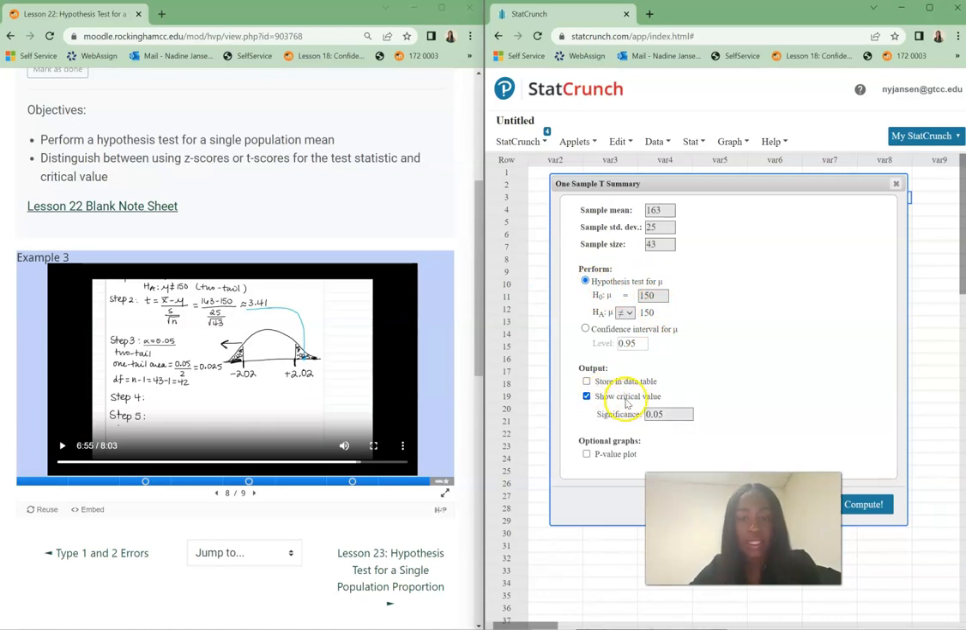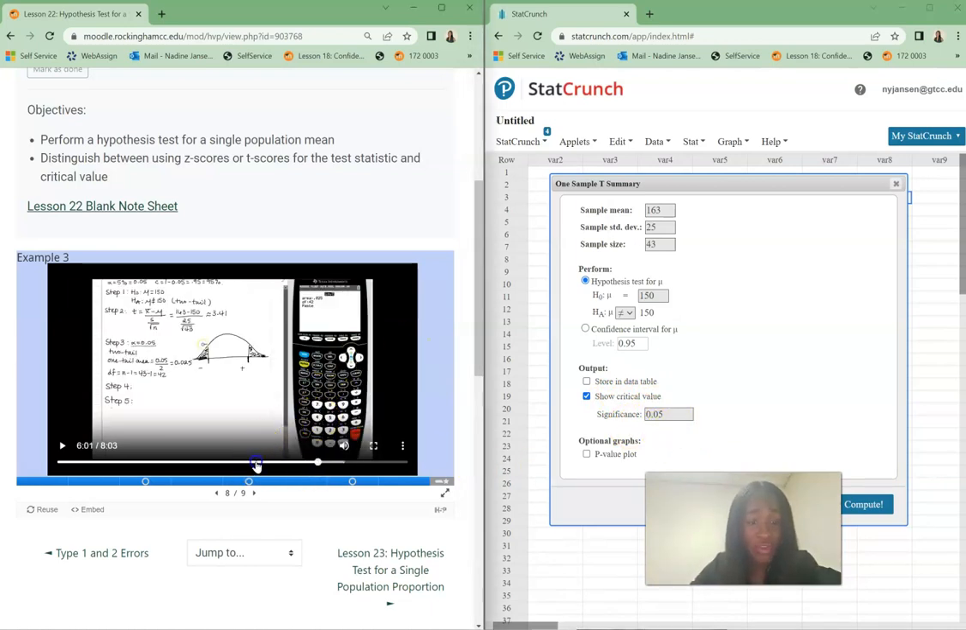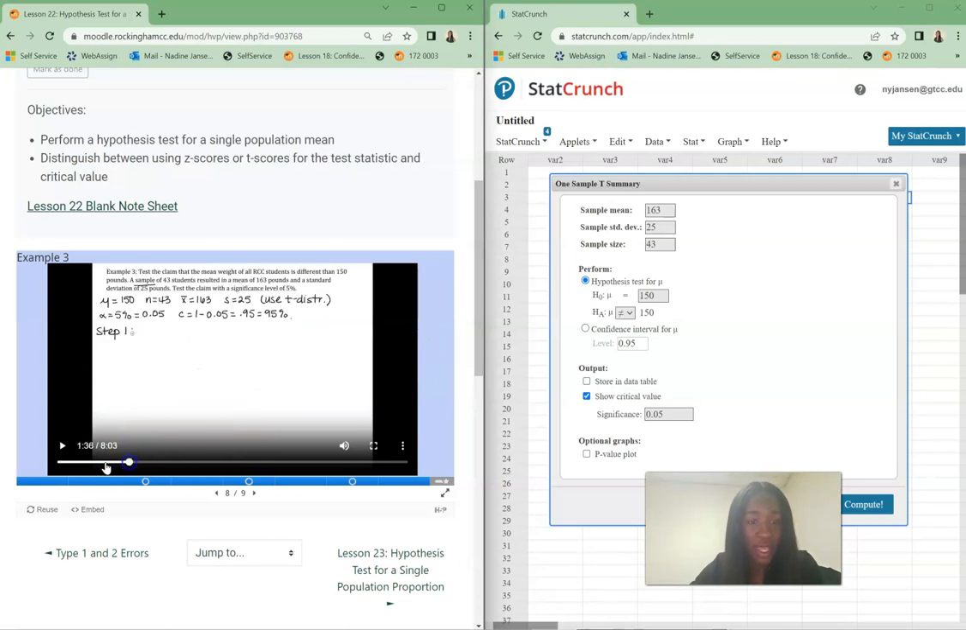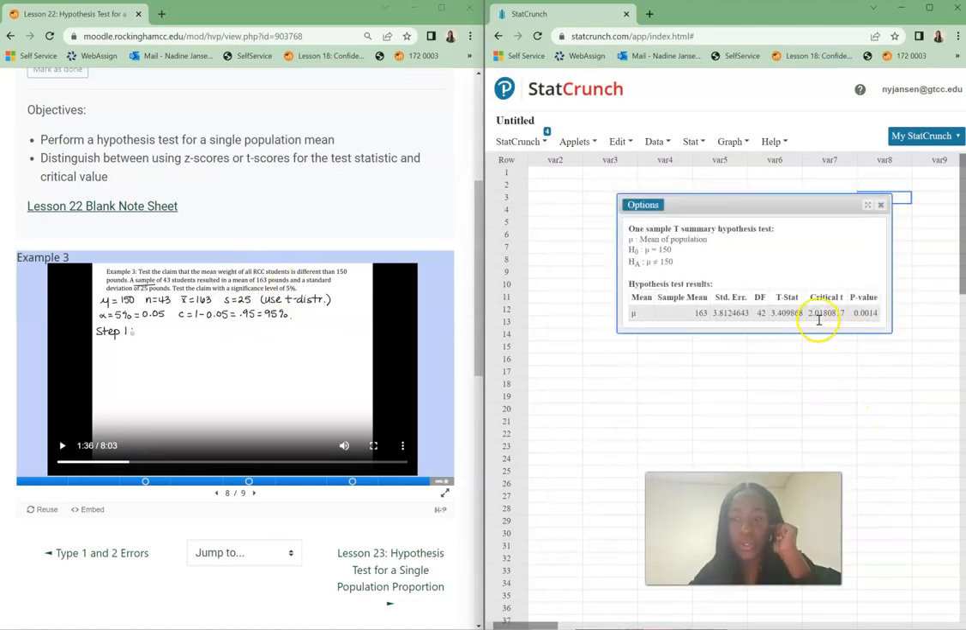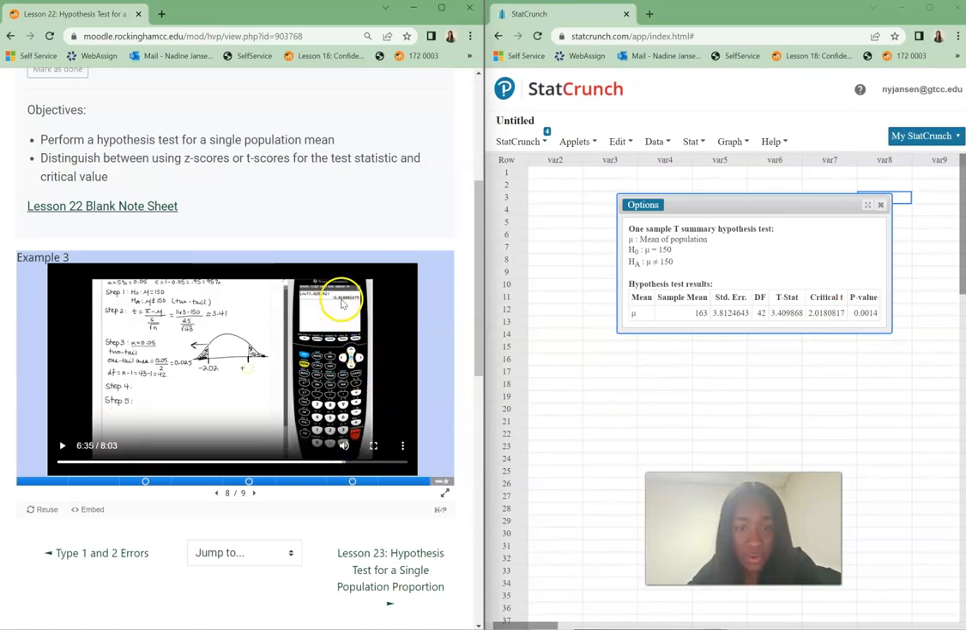And I'm going to click to show the critical value. And I do want to show the critical value because that's what we're trying to find here. And I'm just going to go back in the video to remind you that in this problem, the significance level was 5%. So I am keeping the significance level at 5%, and I'm going to click compute. And then here where it says critical T, I can see it's giving me 2.018. That's the same thing that the calculator gave us, 2.018. And that rounds to 2.02, which is how we could find those critical values if we were using StatCrunch instead.